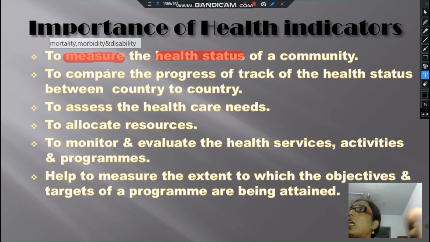Mortality means the rate of death within a population, for example, infant mortality rate, maternal mortality rate, etc. Morbidity means the rate of the incidence and the prevalence of a disease. And disability means the state of being unable to use a part of our body properly, usually because of injury or disease.